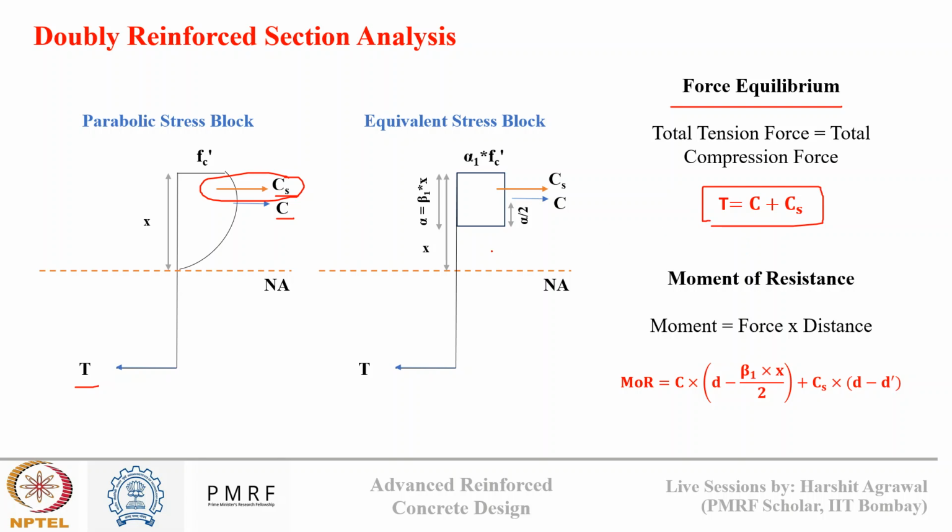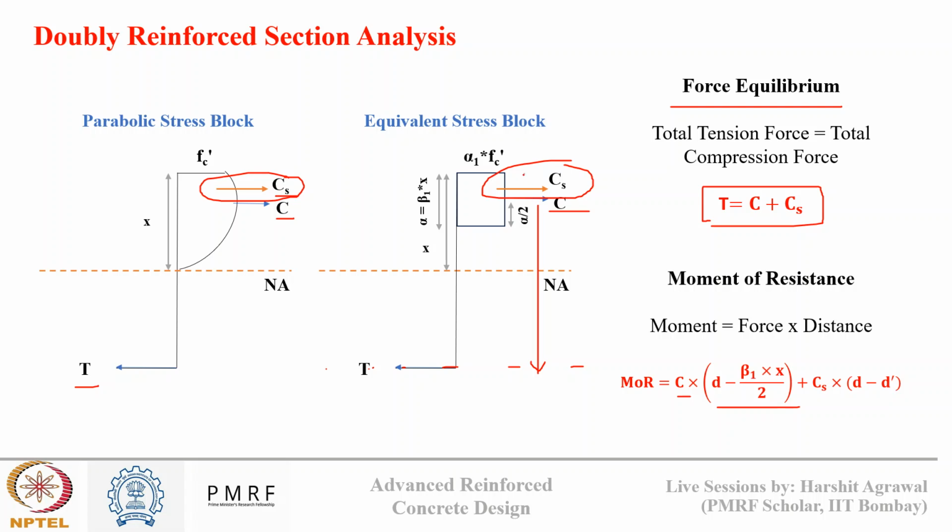Now if we convert the original stress block into an equivalent rectangular stress block, the dimensions and calculation will remain the same. However, now there will be just one additional element, CS, due to compression steel. If we write the moment of resistance equation along this line T, we know it is the force times the lever arm distance. So C into its lever arm distance, which is d minus beta 1 x by 2.